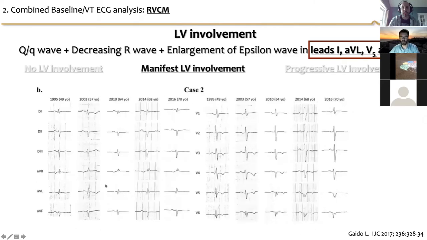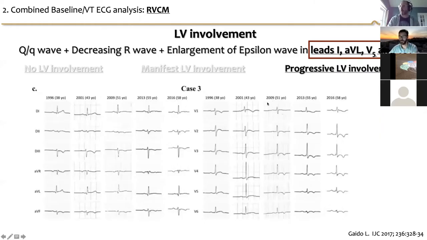On the contrary, here we have a relative of the former patient, who from the very beginning presented with prominent left ventricular involvement. In this patient, very tiny R waves in lead one with pronounced Q waves, and also very negative QRS complexes at the left precordial leads were noted from the beginning, as I said.